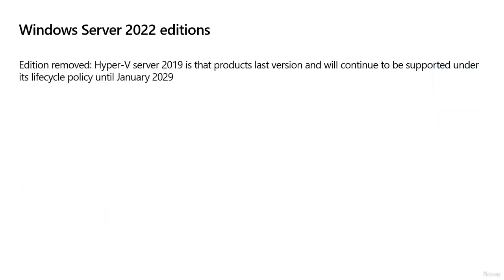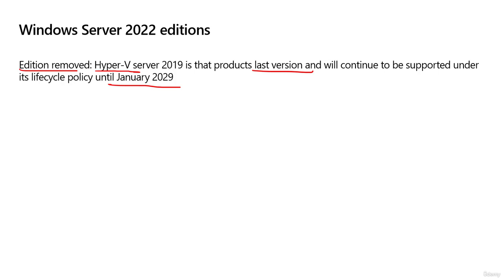There is one edition that you may be familiar with from older operating systems that has been removed in Server 2022. The Hyper-V edition is no longer supported. Hyper-V is Microsoft's virtualization platform, so you use that to create virtual machines. Microsoft had a dedicated edition, this Hyper-V Server edition. They've now announced that 2019 is the last version, and 2019, that Hyper-V edition, will be supported until its life cycle ends in January of 2029.